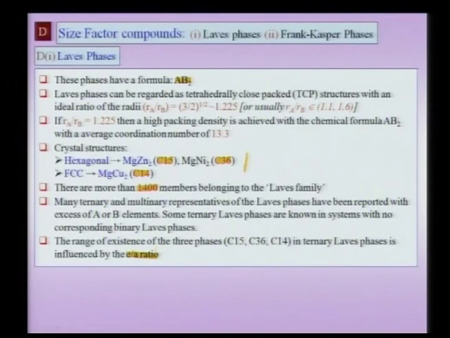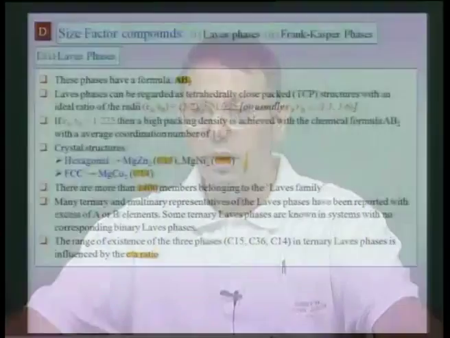These Laves phases represent a large class of structures, and typically they have a formula AB2, though we could have ternary variants of these also. In many of these ternary variants, the electron by atom ratio is also playing an important role in stabilization. The ideal Ra by Rb ratio around which these compounds form is about 1.225, and these are called tetrahedrally close packed structures, which is in some sense a variant of the close packed structures we have been considering, wherein we had only one element.